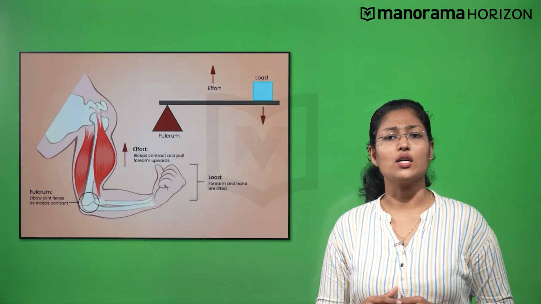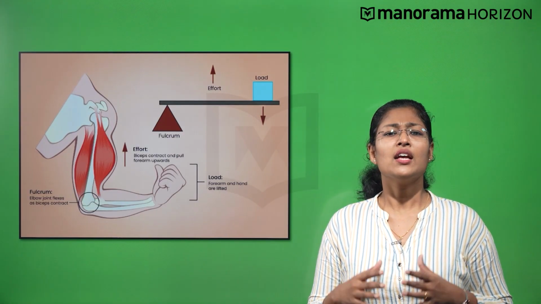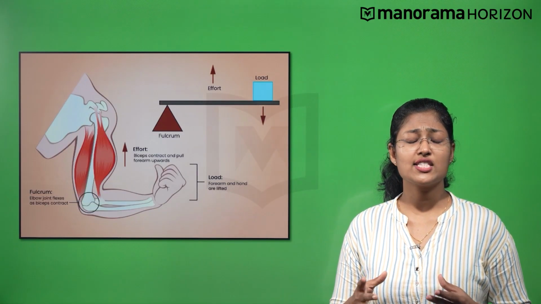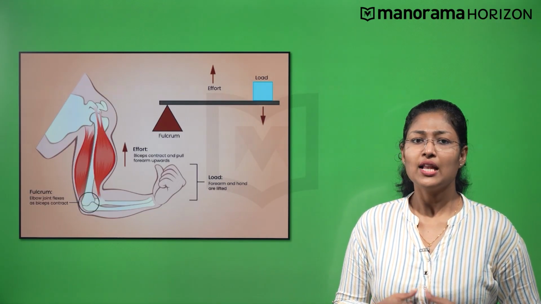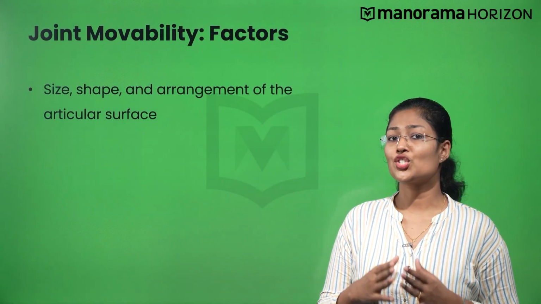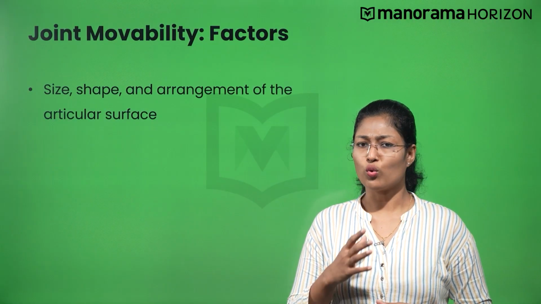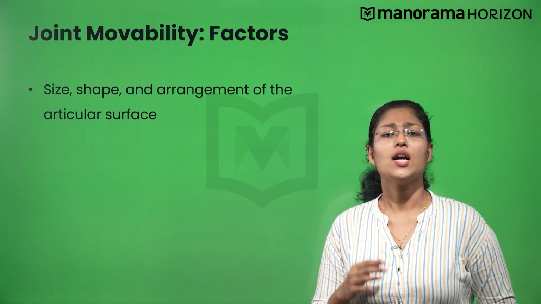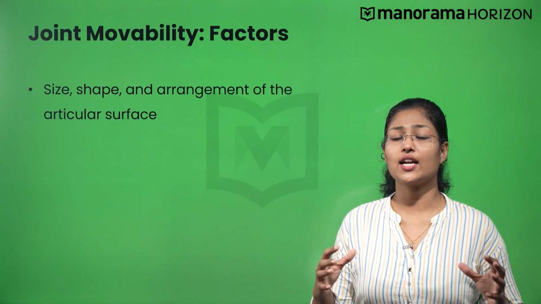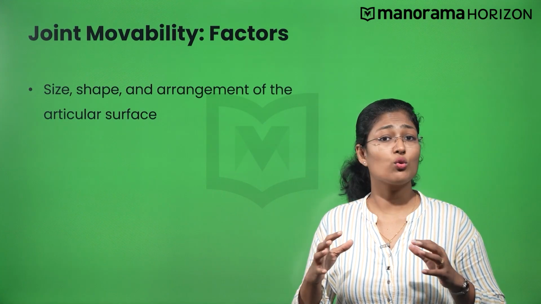Have you ever wondered why elderly people find it difficult to bend their knees? There are different factors that determine joint movability. Let us check some of them. First is the size, shape and the arrangement of the articular surface. So, what is an articular surface? The articular surface is a connection of two bones. Here, we will be checking how close they fit.